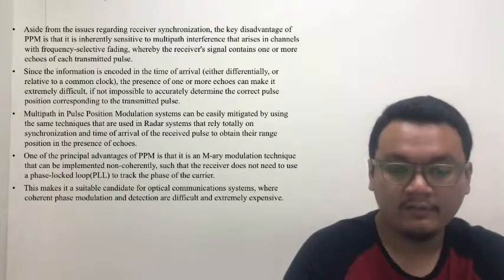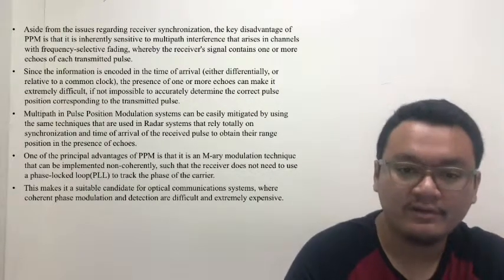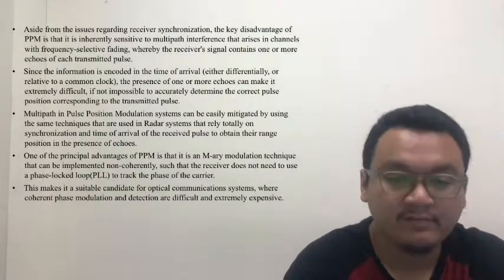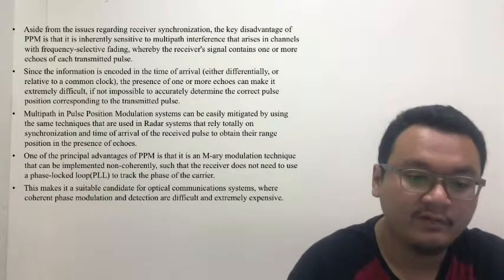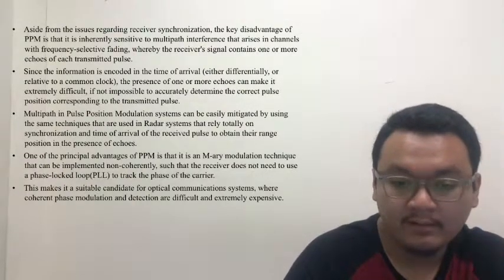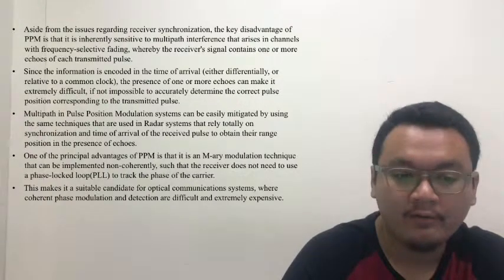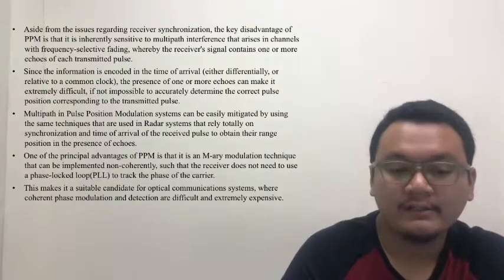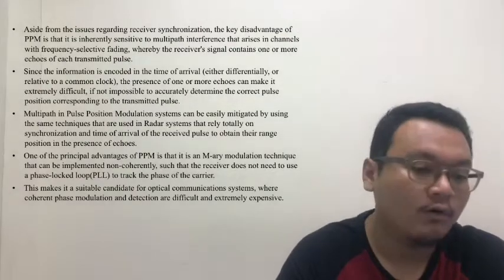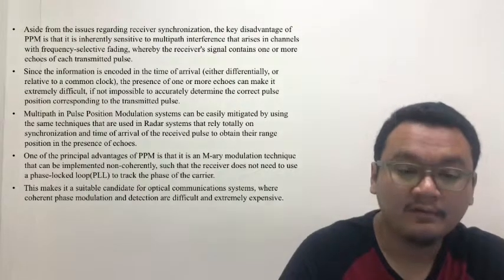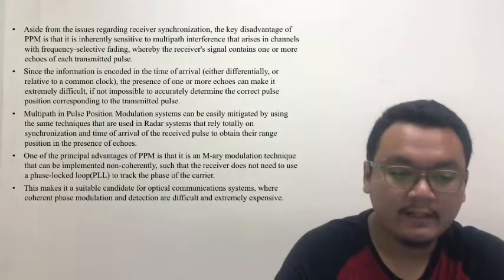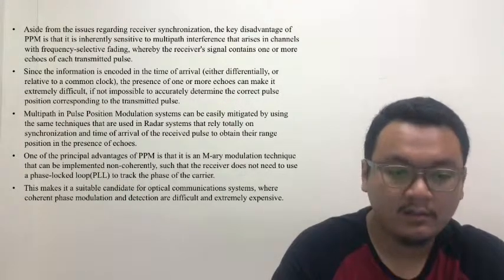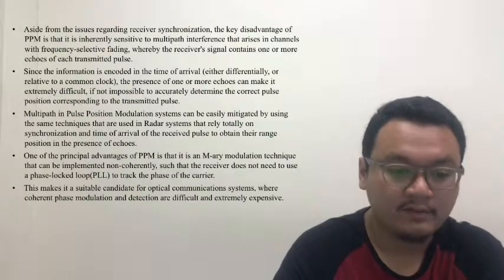And lastly, aside from the issues regarding receiver synchronization, the key disadvantage of PPM is that it is inherently sensitive to multipath interference that arises in channels with frequency selective fading, whereby the received signal contains one or more echoes of each transmitted pulse. Since the information is encoded in the time of arrival, either differentially or relative to the common clock, the presence of one or more echoes can make it extremely difficult, if not impossible, to accurately determine the correct pulse position corresponding to the transmitted pulses.